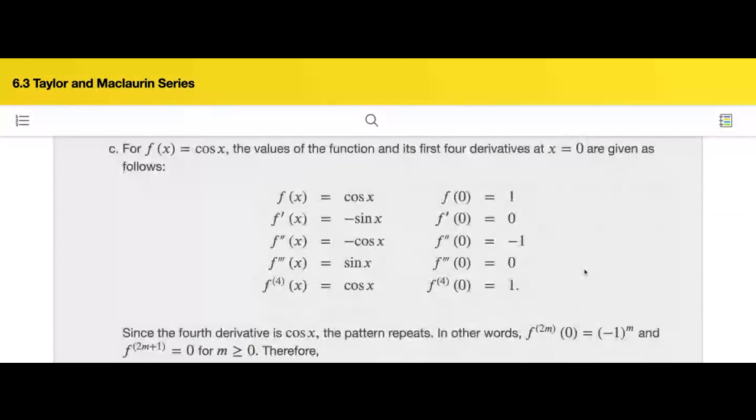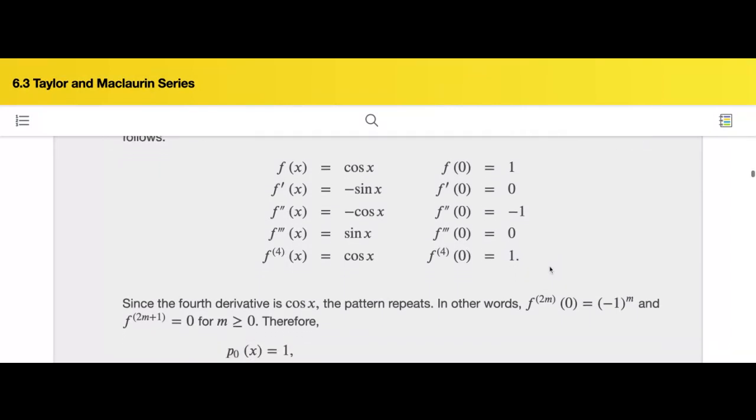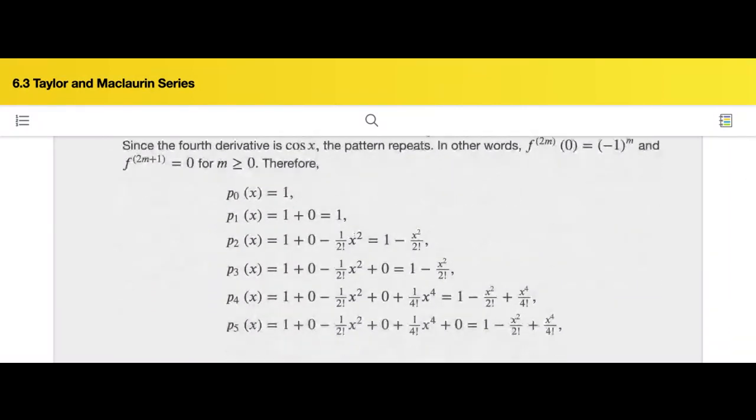We find the derivatives in each order and evaluate at 0. We also get a lot of zeros, which means a lot of terms will diminish. And we get P0 equals 1, P1 equals 1, P2 equals 1 minus x squared divided by 2 factorial, P3 is the same, and P4 and P5 are 1 minus x squared divided by 2 factorial plus x raised to 4 divided by 4 factorial.